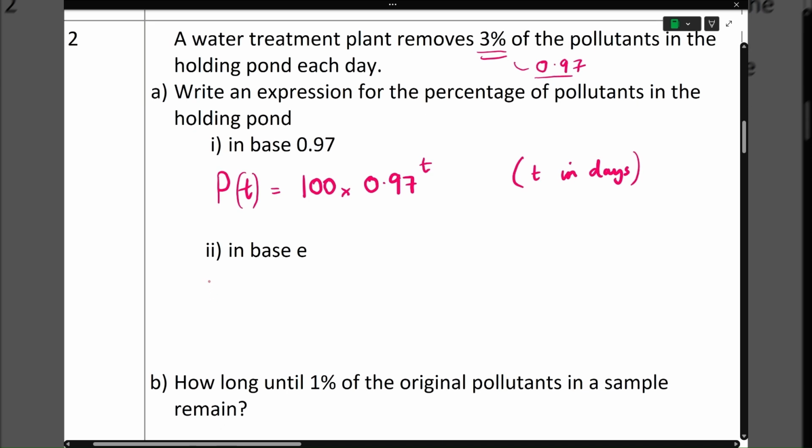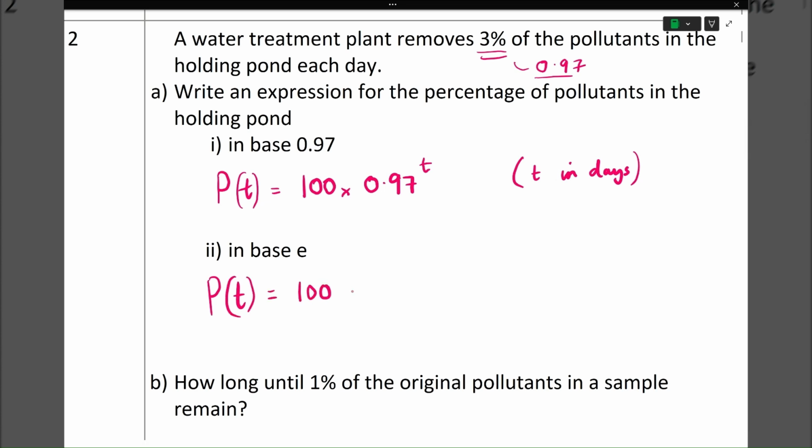So to do it in base e, the percentage as a function of time, still the initial value, is going to be multiplied by e to the power of constant times t. So coming over here, e to the kt is equal to 0.97 to the power of t. Again, we could put in a set of brackets like this just to show what we're doing and take the t-th root of both sides.